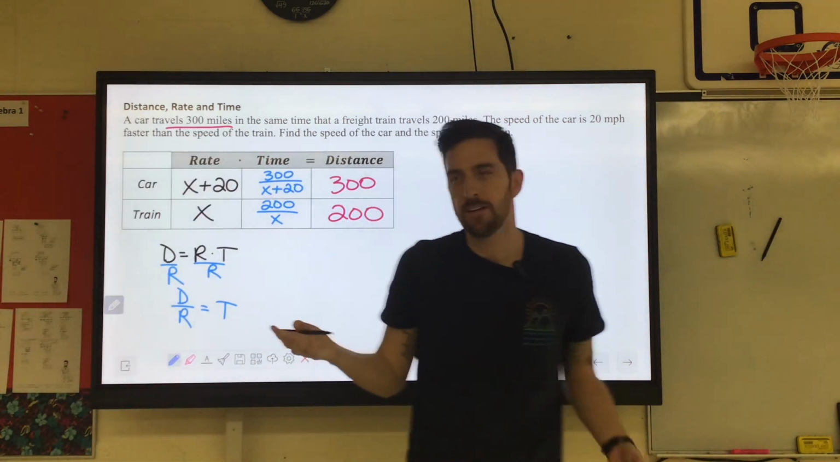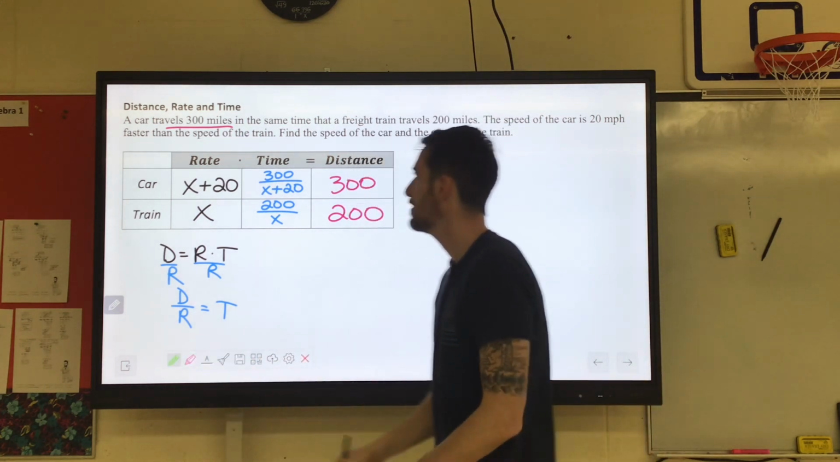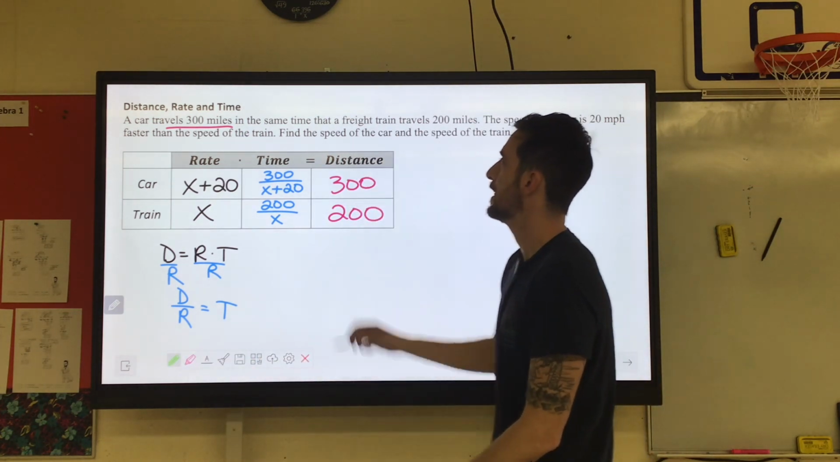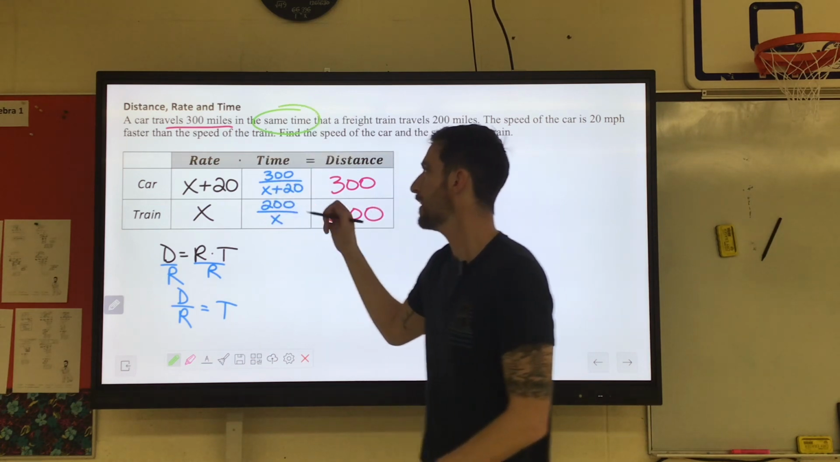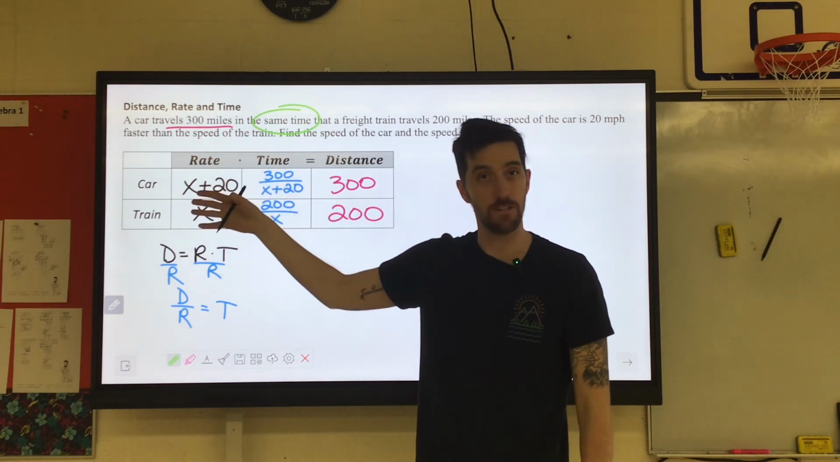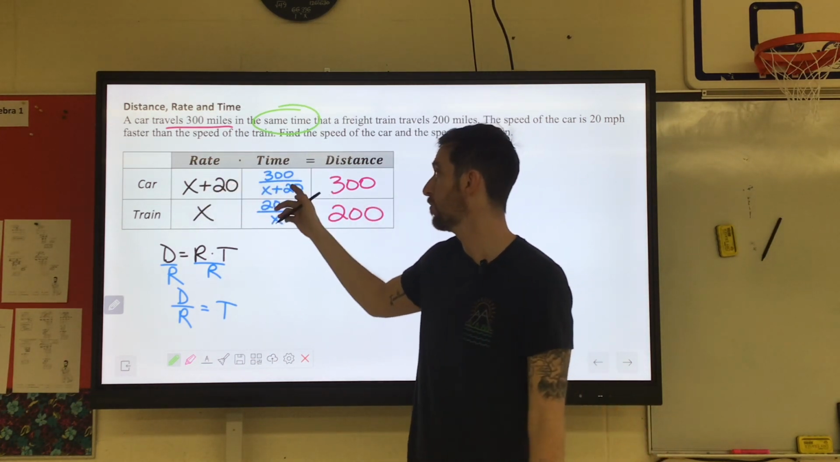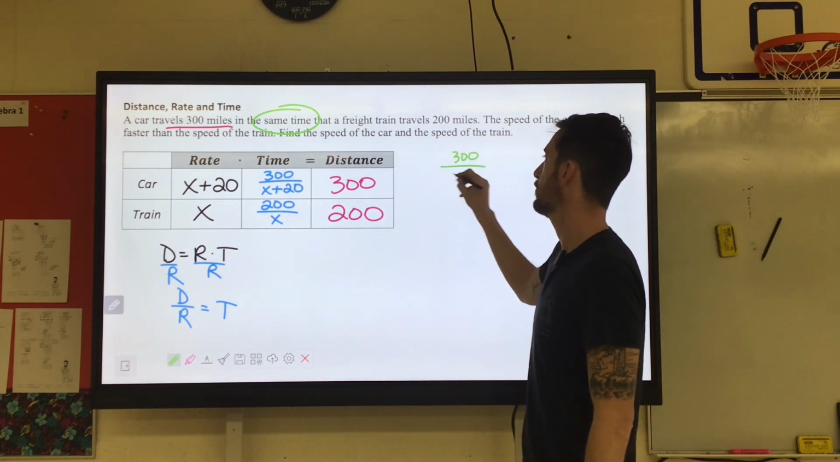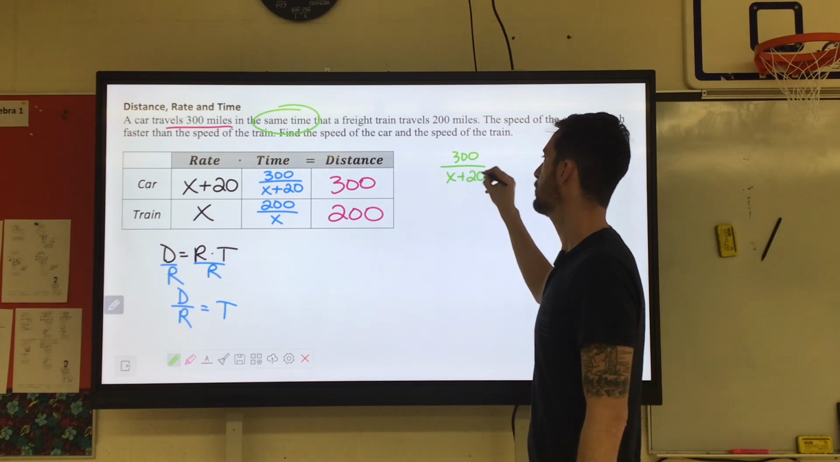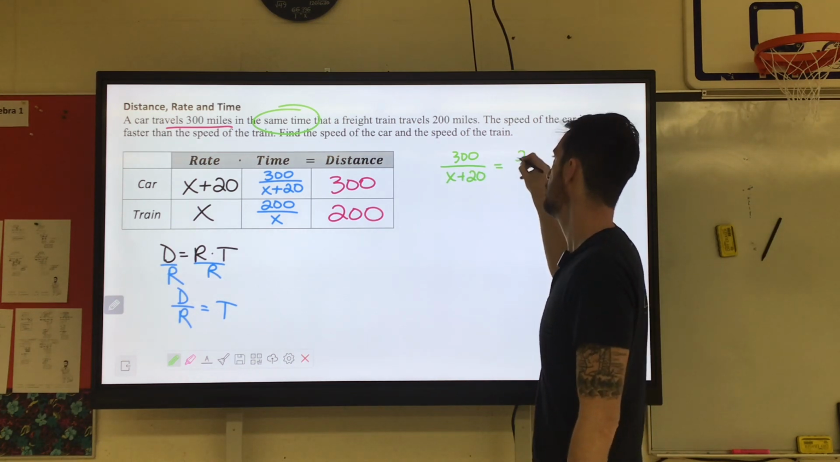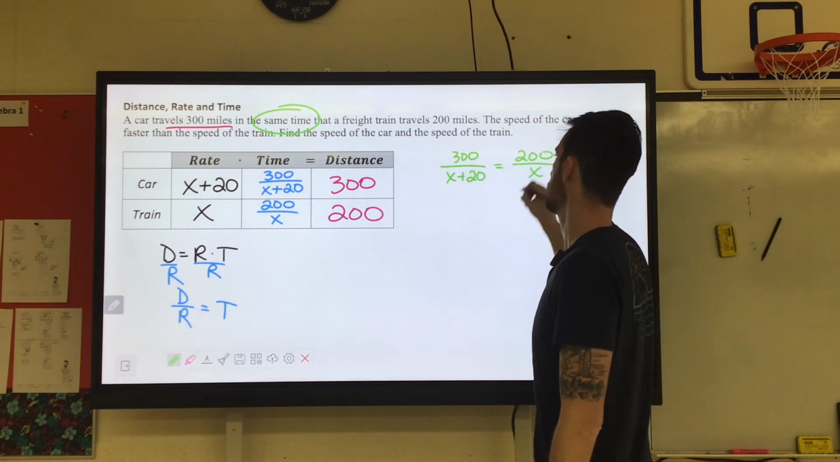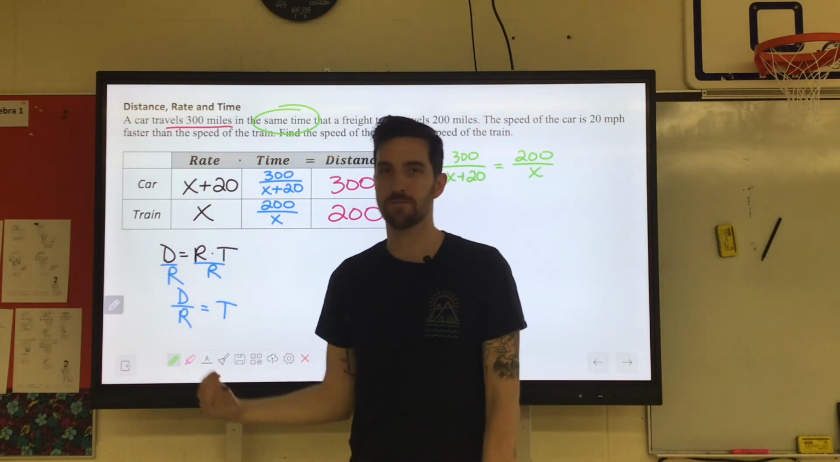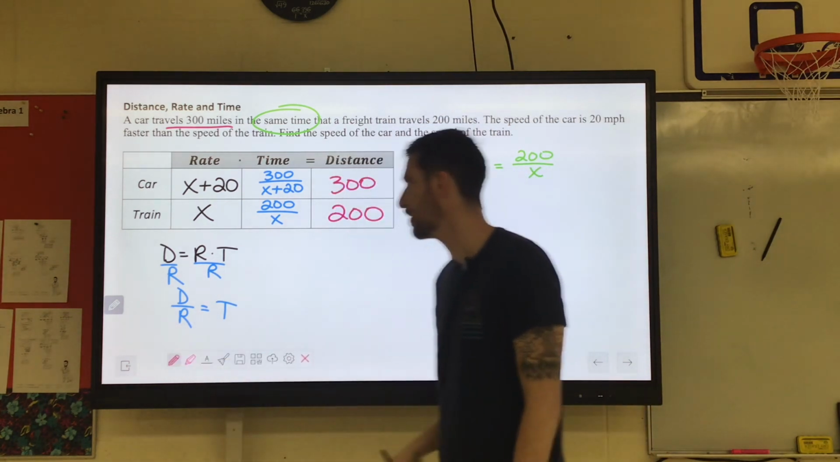Why would we do that? Here's why. It says that they travel in the same time, meaning their two times are going to equal each other. So that's our equation. We're going to say the car's time, 300 over x plus 20, is equal to the train's time, 200 over x. Now, you have a fraction equals a fraction. This is where we can cross multiply and solve.